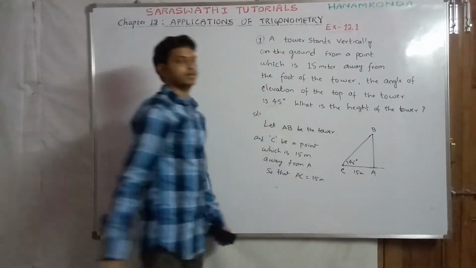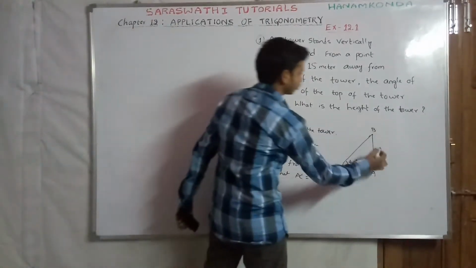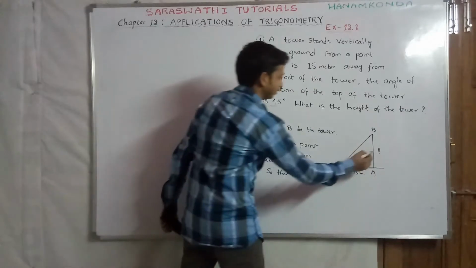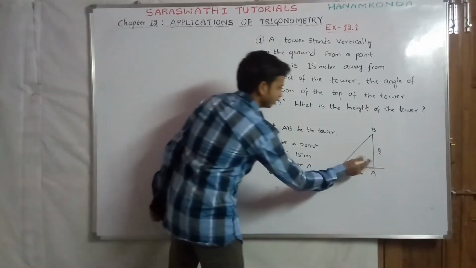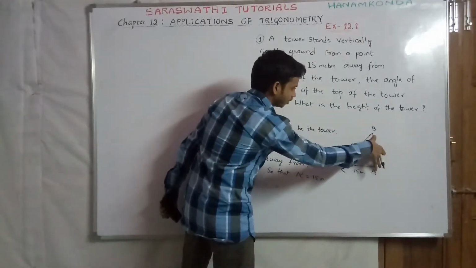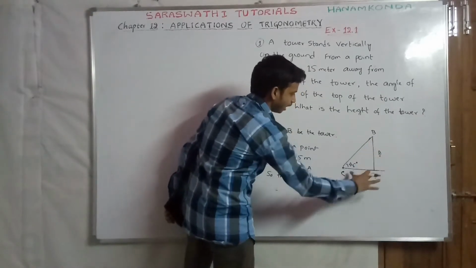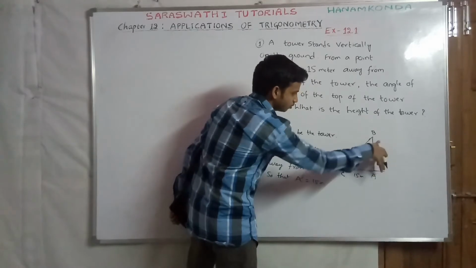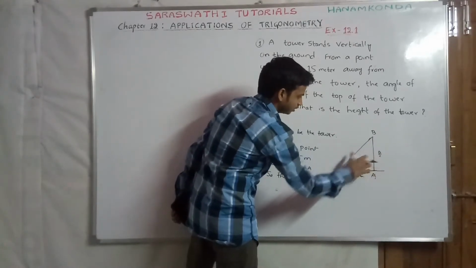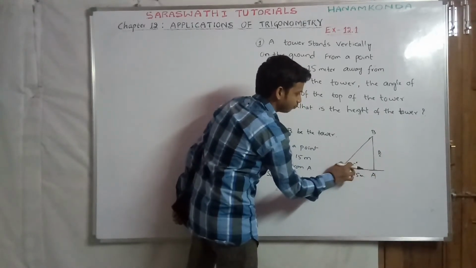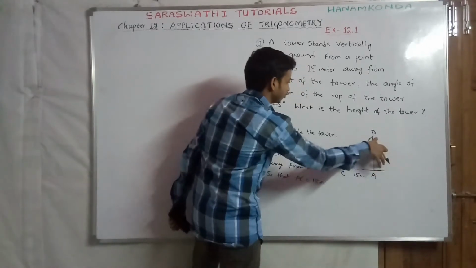It is mentioned in the question. So what is the height of the tower? We have to find the height of the tower AB. AB is opposite to this angle 45, and the adjacent side is given in the question. So opposite and adjacent, that means we can apply tan here. If we apply tan 45, that means AB by AC, opposite by adjacent.